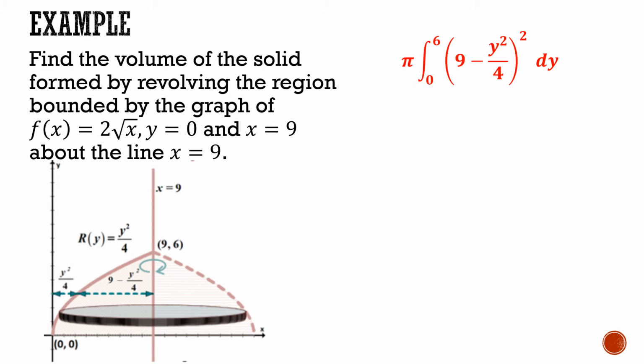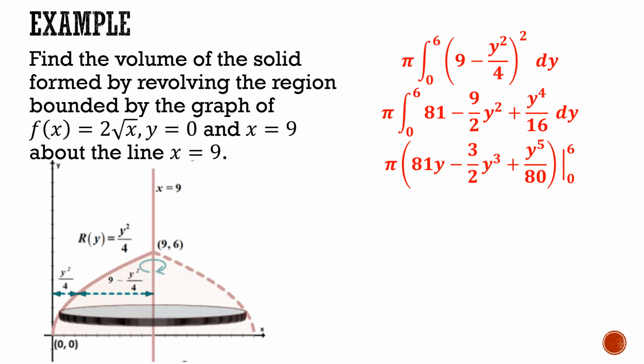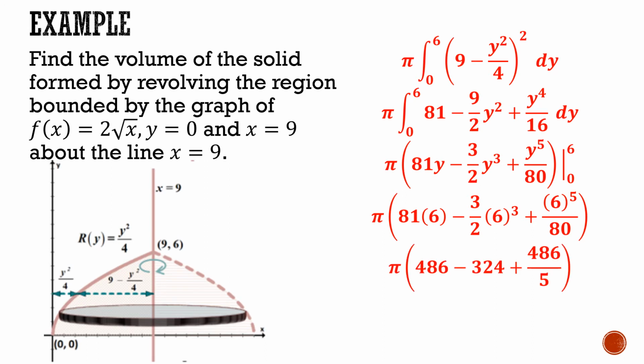All right, so my rightmost point is the line x equals 9. So that's 9 minus my left, which is my curve of y squared over 4, all of that squared. Now working that out, I get pi integral from 0 to 6, 81 minus 9 over 2 y squared plus y to the 4th over 16 dy. Integrating it, I get pi times 81y minus 3 over 2 y cubed plus y to the 5th over 80 from 0 to 6. Plugging in my bounds, not really worrying about the 0 since I know that's going to go to 0, and then simplifying, I'd probably have a calculator to give me 1296 pi over 5.